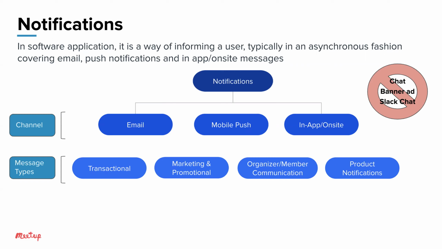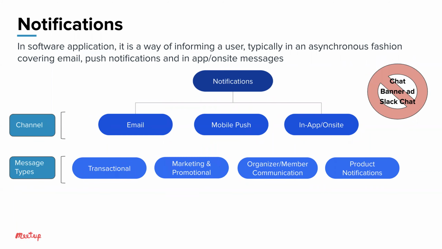We have several message types we support through various systems that have been built and integrated into our architecture, which include transactional emails. An example of that is your subscription payment is confirmed, or thank you for RSVPing to an event. We have marketing promotional emails. Those are suggested events to our members. Our third bucket is organizer and member communication. These are emails between organizers and their members, and they can also be member to member messages.